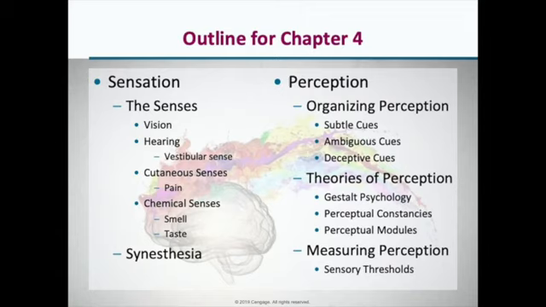Slide 64. And we did it. We are done talking about sensation and perception. We have covered the senses, vision, hearing, the vestibular senses, cutaneous, pain, and the chemical senses of smell and taste. We've also gone over perception, how we organize it, what the theories are for it with a deep dive into Gestalt psychology, and then we briefly reviewed signal detection theory as a way of detecting absolute thresholds, and that is a way of measuring perception.